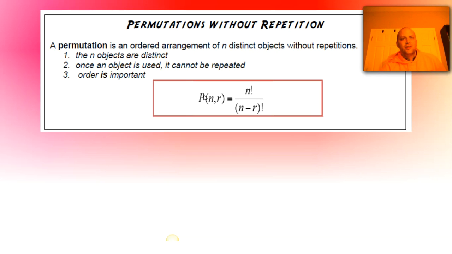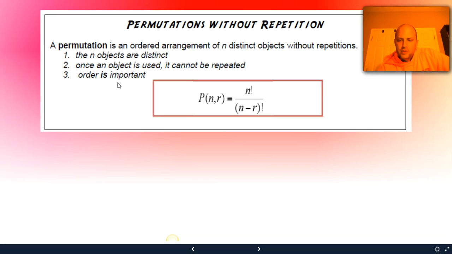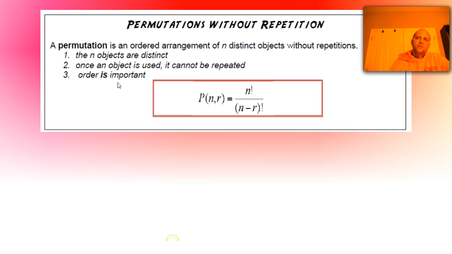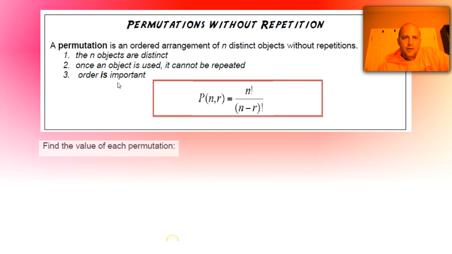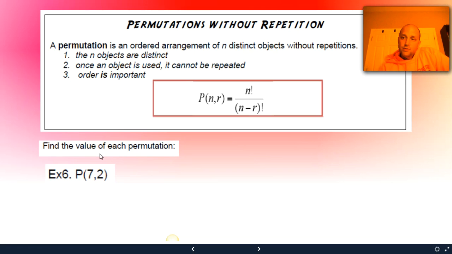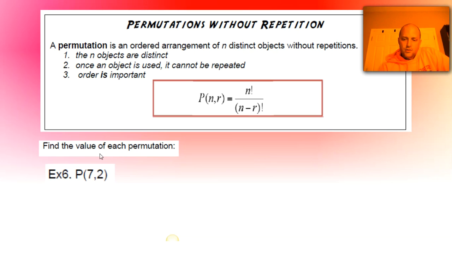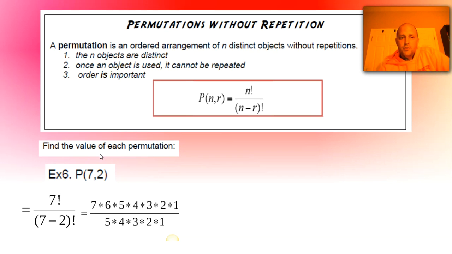Order is important for permutations, so it matters who's first versus who's second, who's third, in order. So I take a look, find the value of a permutation. I have 7 things and I have 2 spots to fill. So I could use n factorial divided by n minus 2 factorial, so I could do that by hand.